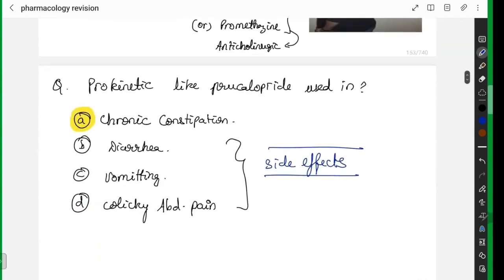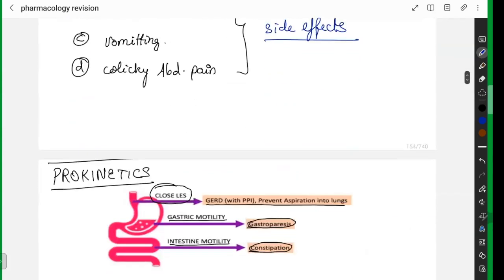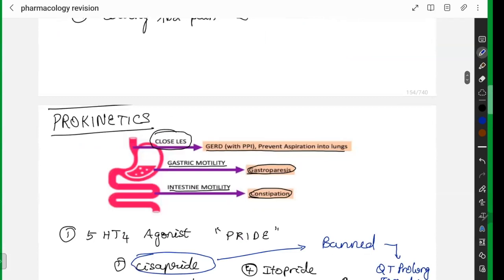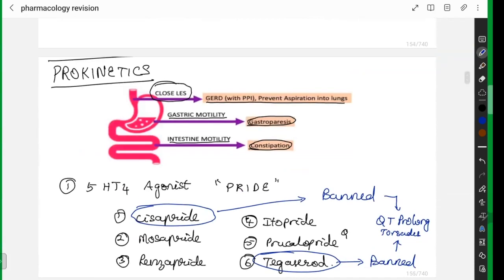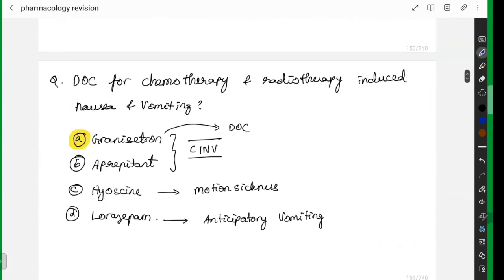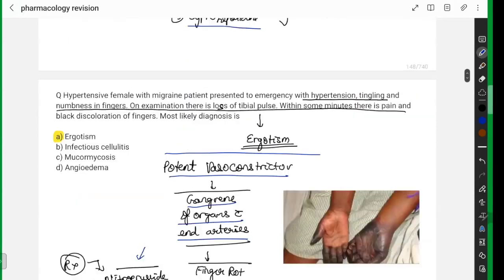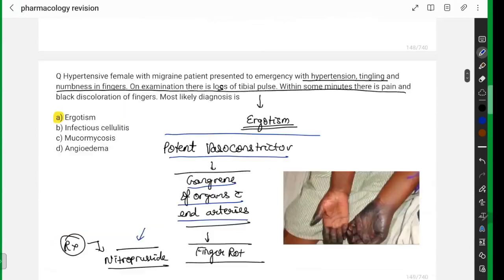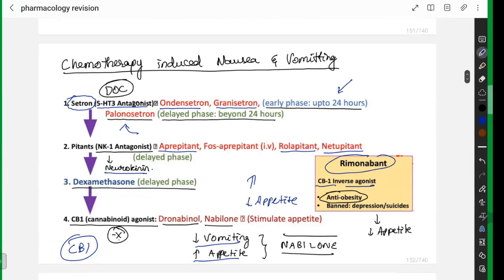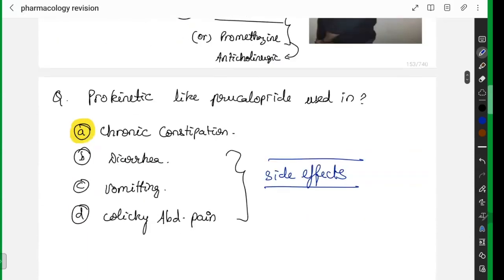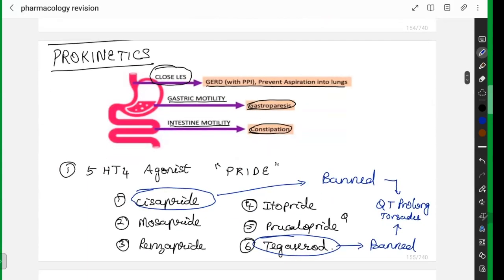Now coming to the prokinetic drugs. So we will discuss something called prokinetic drugs. So listen carefully. We have now discussed 5-HT1 in migraine. We discussed 5-HT2 in the case of your obesity drugs. Then we discussed 5-HT3. 5-HT3 is included in your chemotherapy-induced nausea and vomiting. Now we are finally discussing 5-HT4. Remember, 5-HT4 is going to be very important in gastric motility. So 5-HT4, serotonin receptor 4.